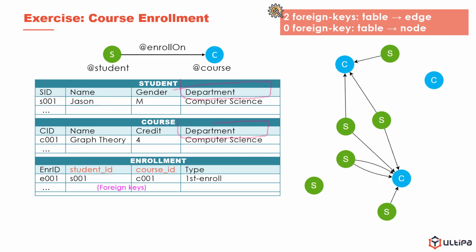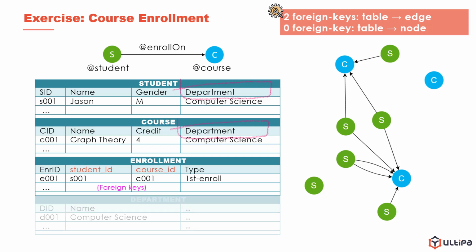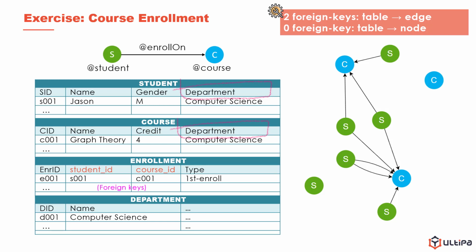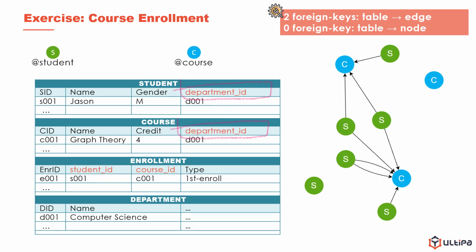In fact, the data field department in the student table and the course table is more commonly recorded as a table rather than a data field, which is understandable since the departments usually have plenty of information to record. At the same time, these two data fields become foreign keys that refer to the department table.